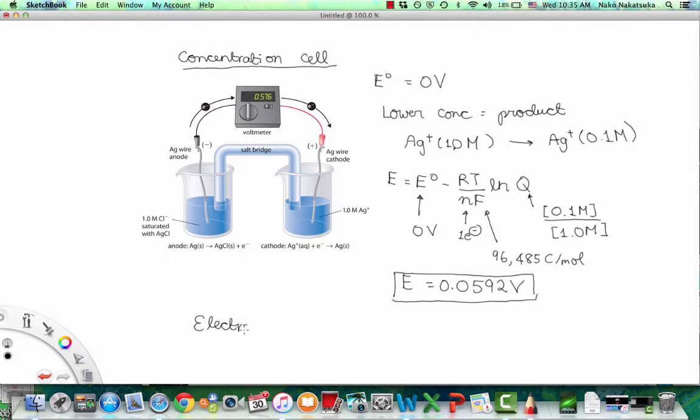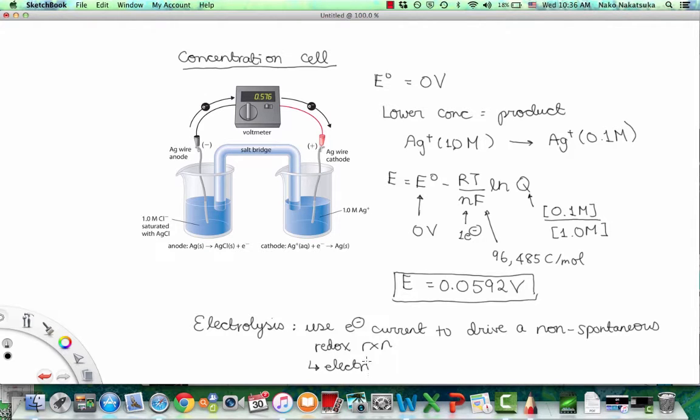So to conclude this chapter, I wanted to mention one more term that you might come across, which is electrolysis. And what electrolysis is, you use an electron current to drive a non-spontaneous reaction, and in particular, a redox reaction. So electrolysis takes place in electrolytic cells where electrical energy is converted to chemical energy, like what we talked about when we first started this chapter. So electrical energy to chemical energy.